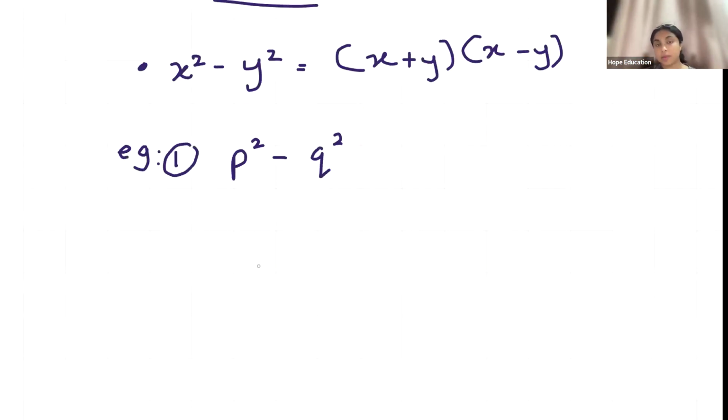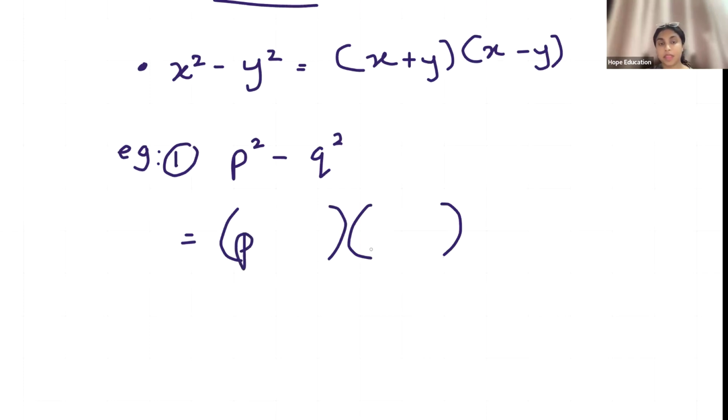Here we have p squared, there are two p's. One p I put here, the other p I put here. Then here we have q squared. From the q squared, one q I put here, the other q I put here. Then in the two brackets, for one bracket I put a plus, for the other I put a minus. This is the shortest way we can simplify something like this.